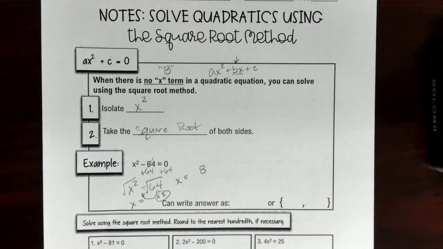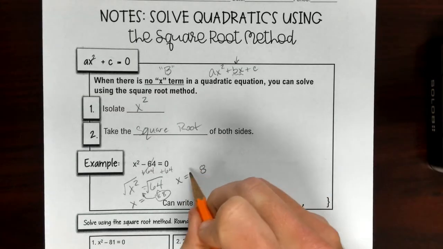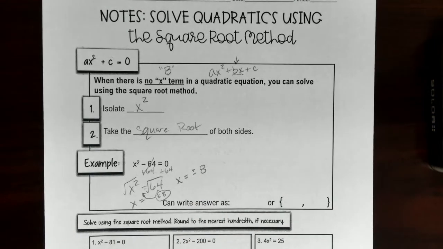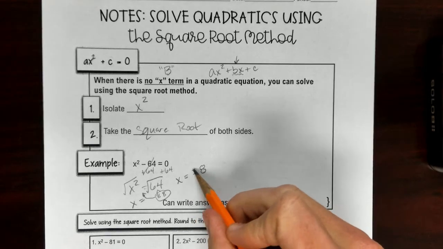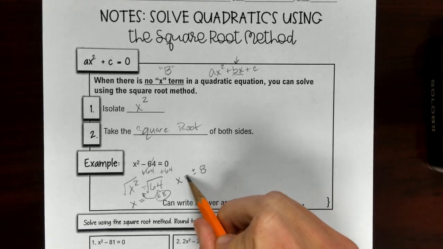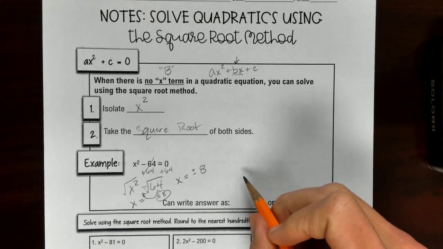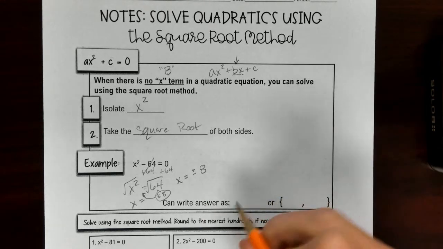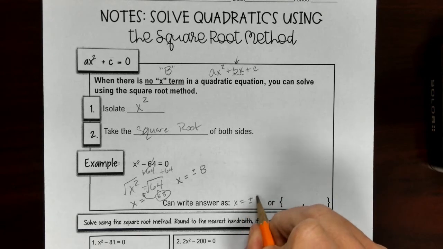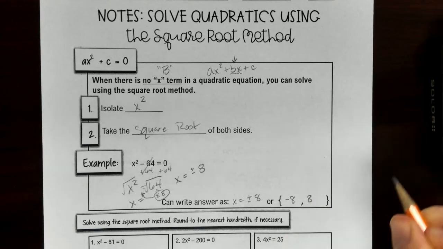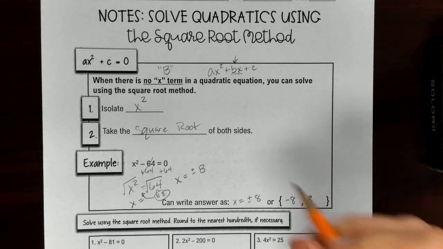Now, the biggest thing that we need to know is that x is going to be equal to plus or minus 8. What that means is that x is equal to a positive 8 or x is equal to a negative 8. So you have two answers. We could write it as x equals plus or minus 8, or we could write it as negative 8 and positive 8. Both answers are correct.